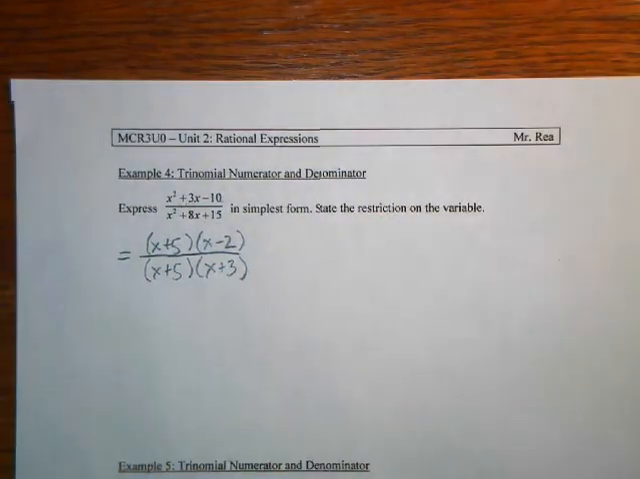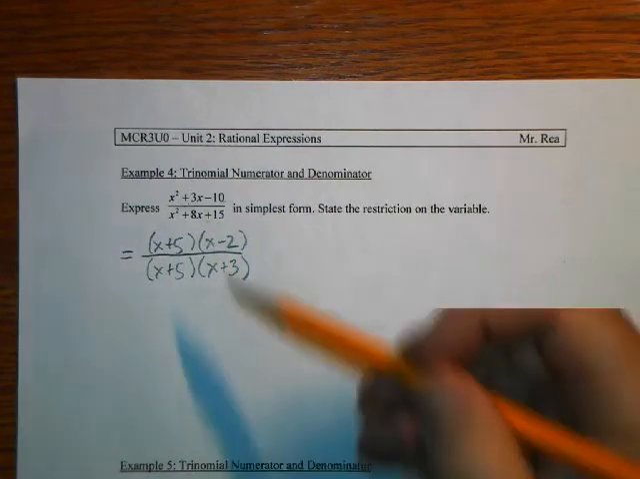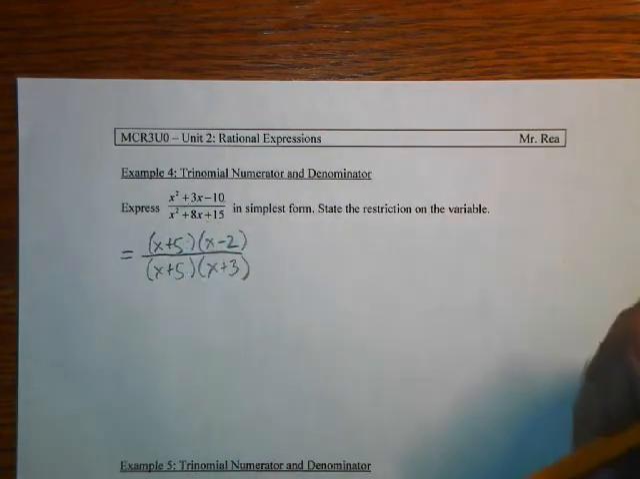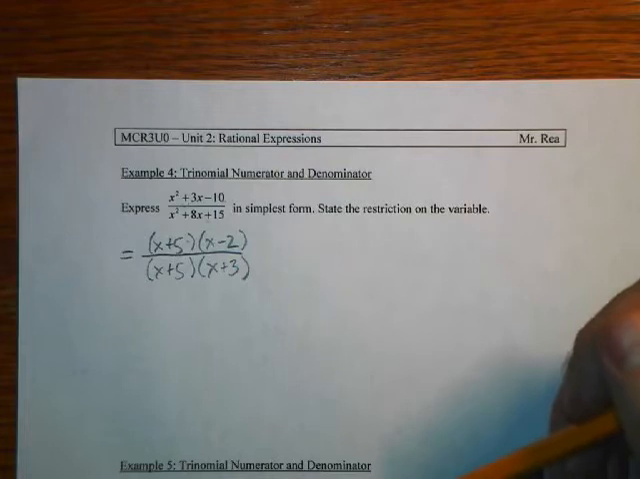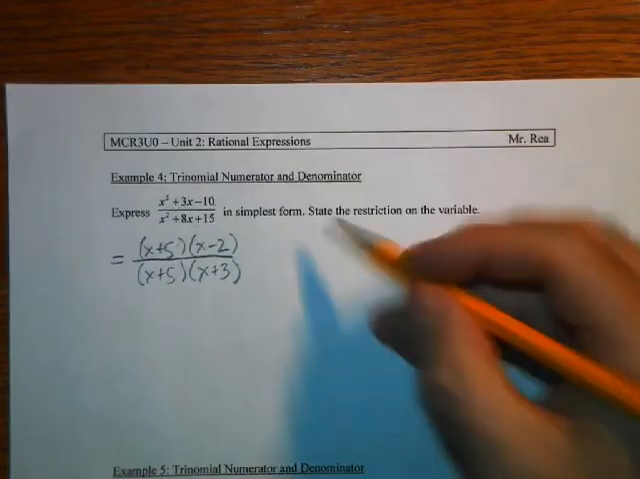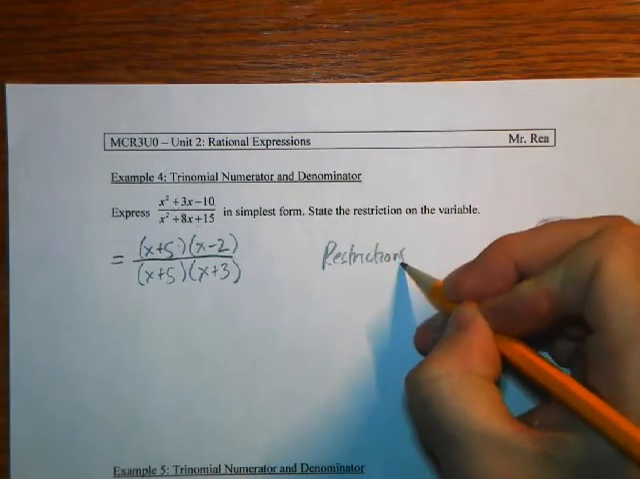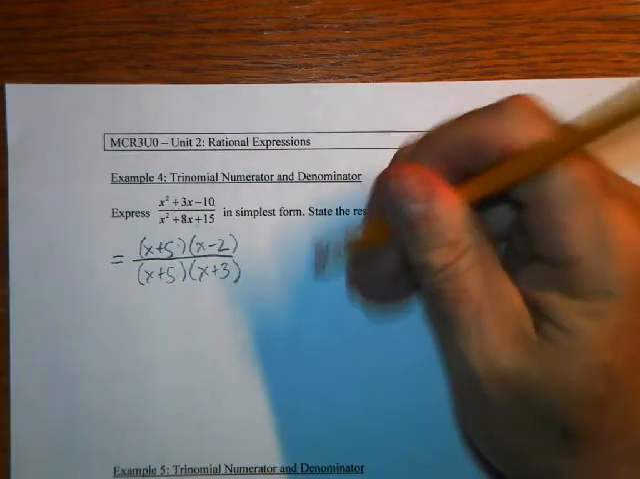Okay, so I've done all the factoring, and you can see pretty clearly that I've got x plus 5 in both numerator and denominator, so I will be canceling them. But before I do that, I want to set the restrictions. So the restrictions, sorry, I'm going to write that at the end.